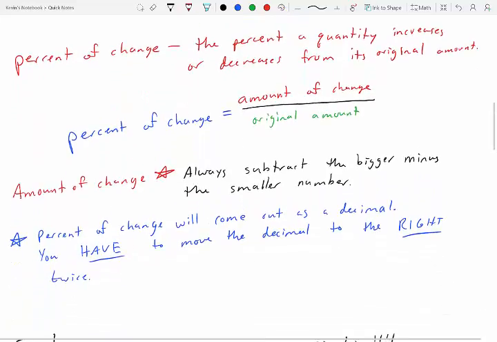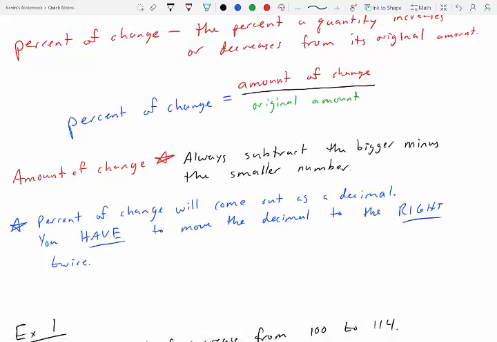To find the amount of change, we always want to subtract the bigger number minus the smaller number so we don't have any negatives in the problem. Once we divide the amount of change by the original amount, our percent of change will come out as a decimal. We have to change that decimal into a percent, so we have to move the decimal point to the right 2 spots.